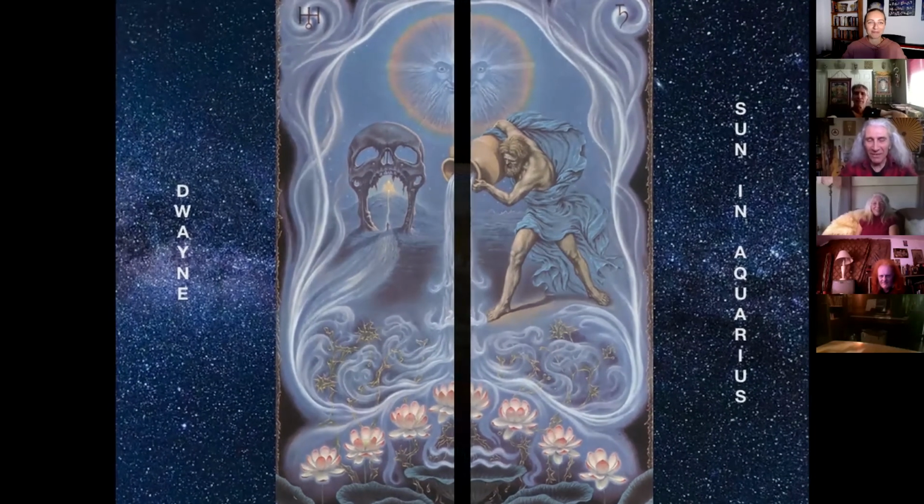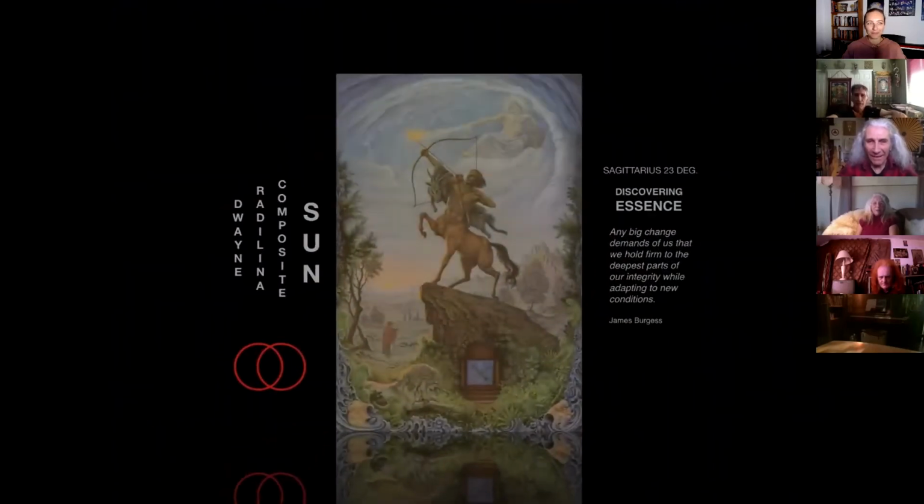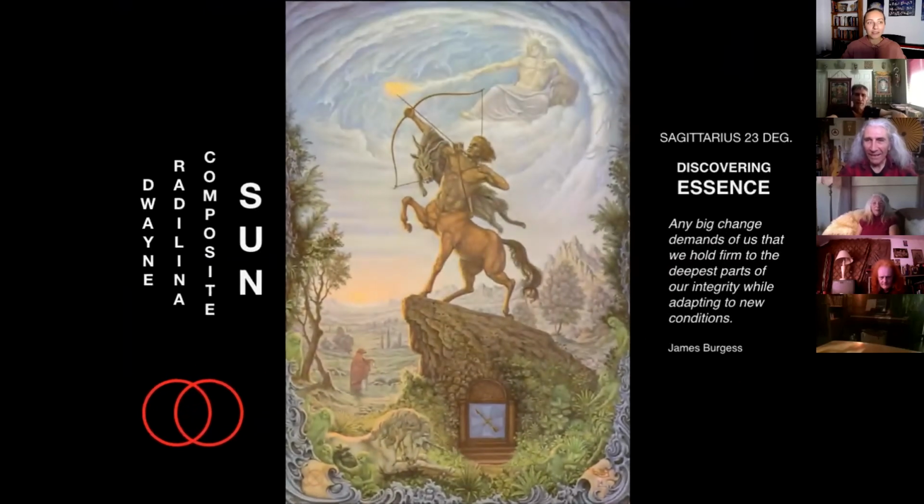And then there's the two of us. Isn't it? There isn't any other sign that would describe it better than Sagittarius, I believe. And would you please read the text on that? Sure. So that's the 23rd degree. I see discovering essence. Is that the symbol, discovering essence?